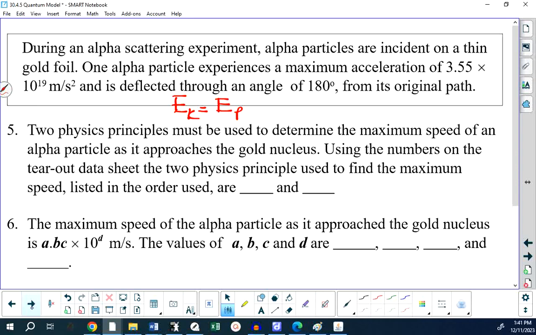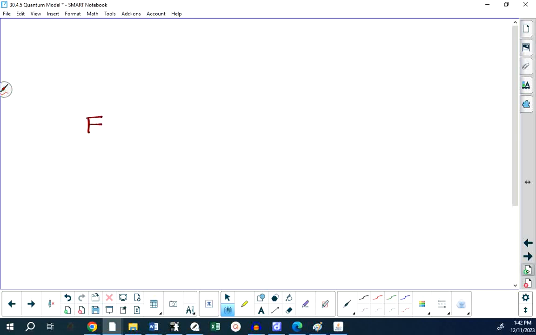Because if they're deflected backwards, that means they hit the nucleus, quote, hit the nucleus dead on, which means they have to stop and lose all their kinetic energy. What is the maximum speed? So I just said we are allowed to use this. That's 1/2 mv squared equals kqq over r. This is the maximum speed because that's where it's all kinetic energy.